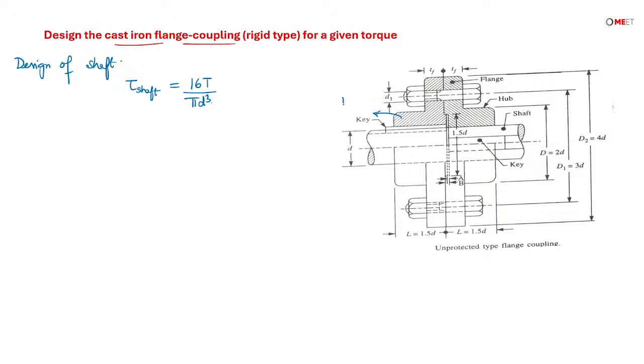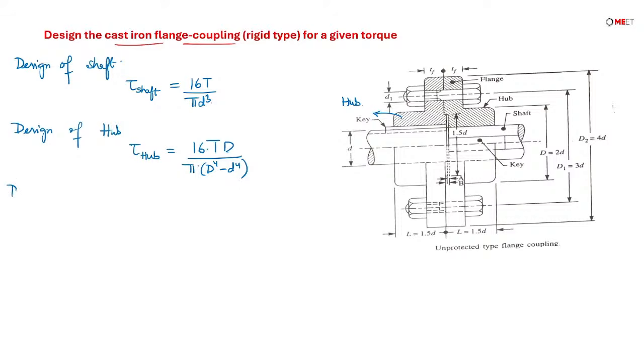Next, this portion is called the hub. So the design of hub is modeled as a hollow shaft. For that, the shear stress of hub is equal to 16 into T into diameter of hub, that is capital D, divided by pi into capital D power 4 minus small d power 4. That is the design of hub.